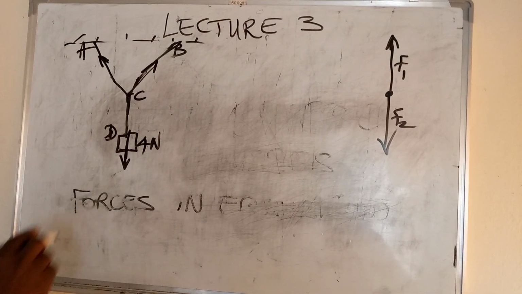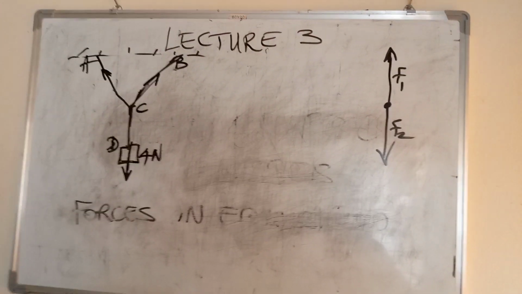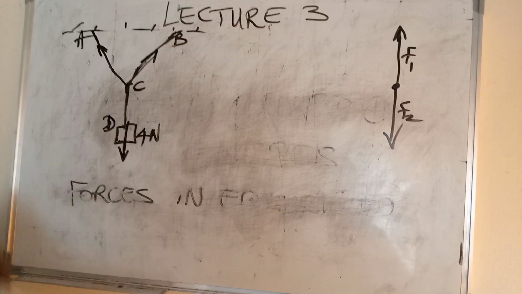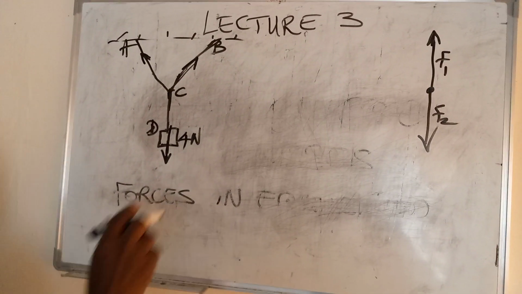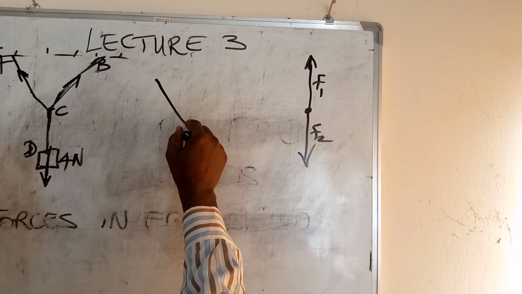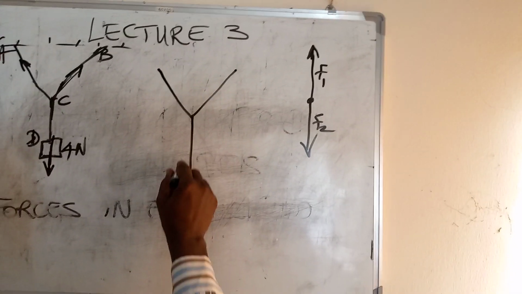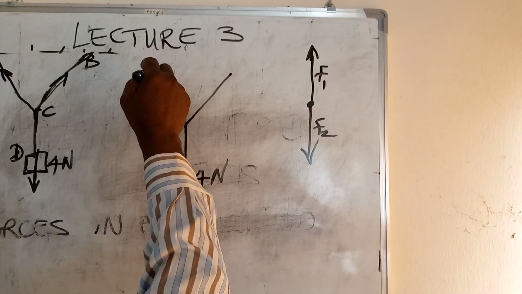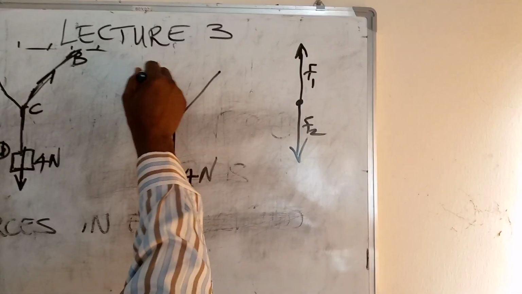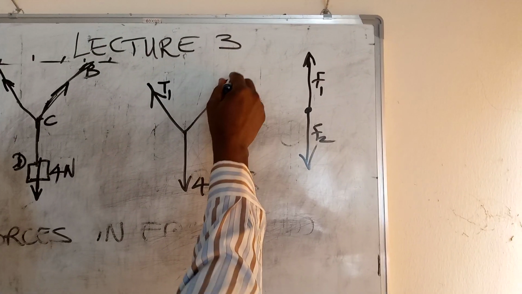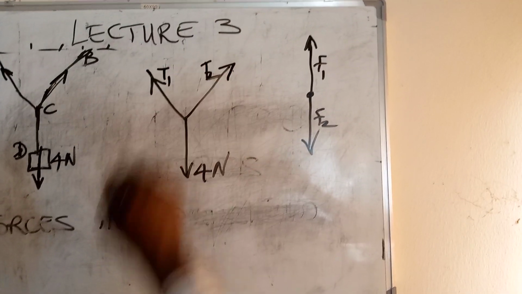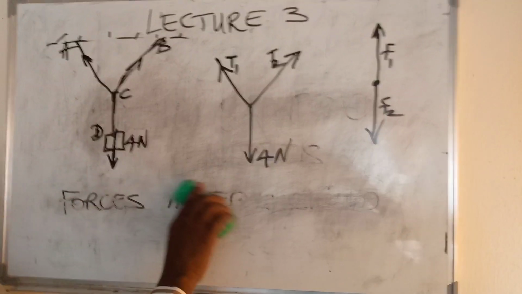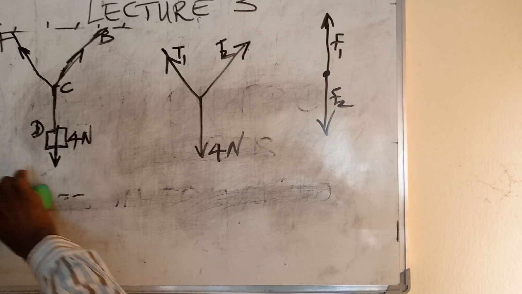Now the question is, if we know the force at D, which is 4 in this case, how do we get the force in AC and BC? It is simple. Just to bring out the arrangement. This is 4 newtons. Let's call the inner forces T1 and T2. These two are pulling against the 4 newtons to keep it in equilibrium.